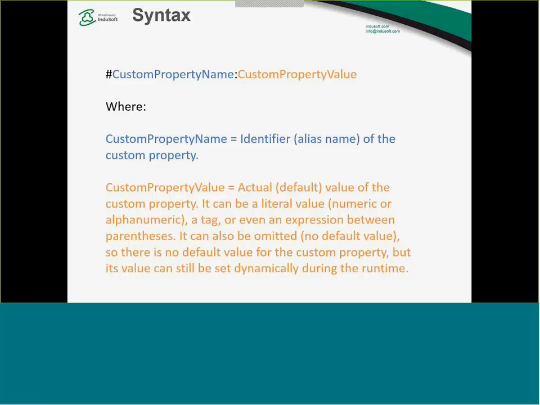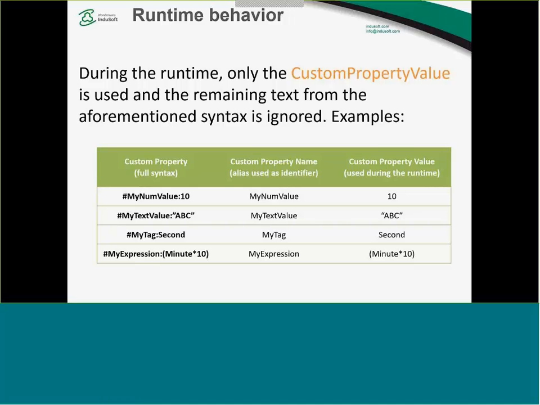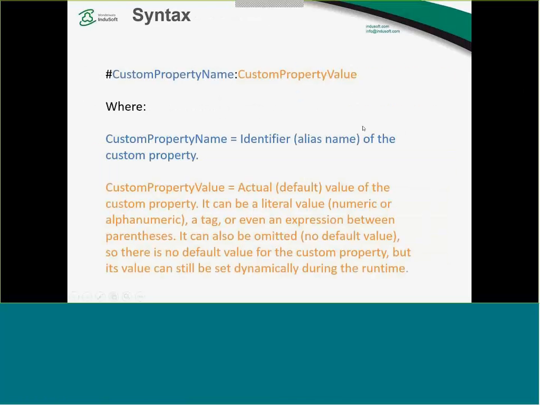So during the runtime, when you assign a value to the custom property, the objects, the scripts will assume that new value. And during the runtime, the custom property value is the only thing executed by the runtime. If you go back to the syntax, everything between the pound sign and the colon, including the pound sign and the colon, are ignored by the runtime. So the runtime executes only the custom property value.